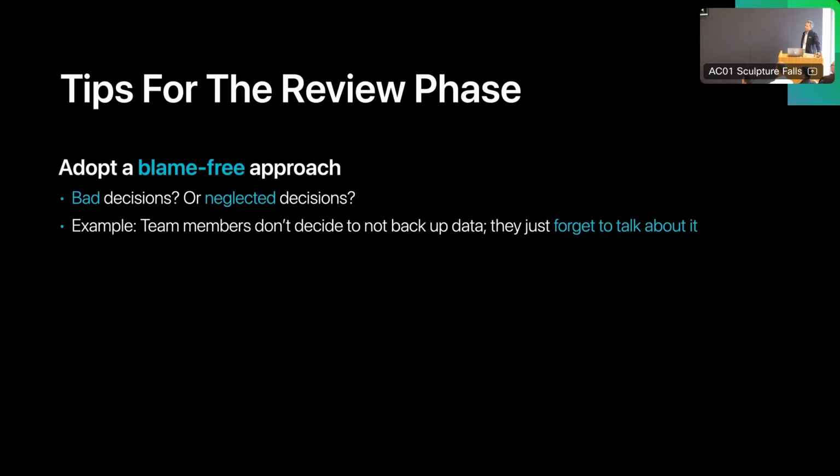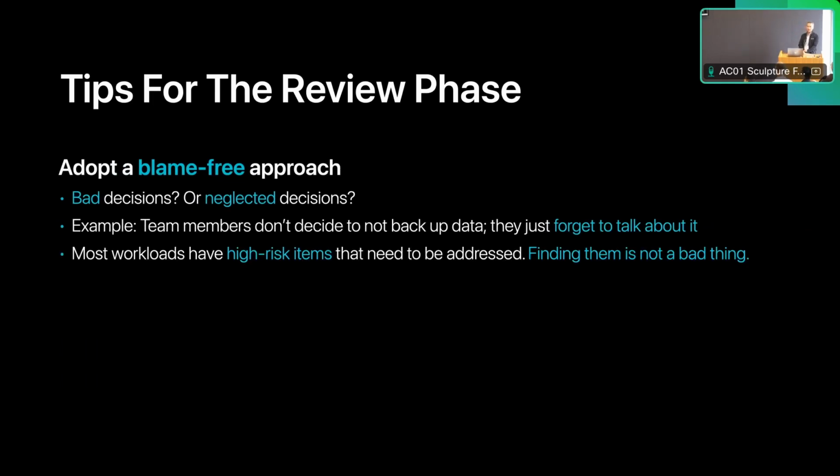Now, maybe the most important slide of the session here, some tips for the review phase. You want to make sure you adopt a blame-free approach. It may be helpful to realize that typically people don't make bad decisions; they neglect to make decisions, right? As an example, team members don't typically decide not to back up data. They just forget to talk about it. Right. So having something that's going to systematically remind you of all the different things to think about can be helpful in that way. Most workloads have high risk items. That's just a fact, right? So finding them is not a bad thing.